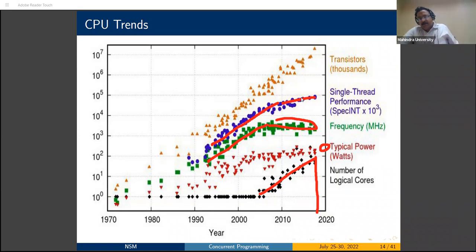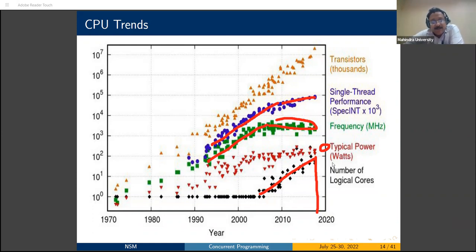So to achieve better performance, there is only one alternative: we have to make use of all the available hardware in a better way. Then only we can get better performance or better throughput. At the same time, power consumption.